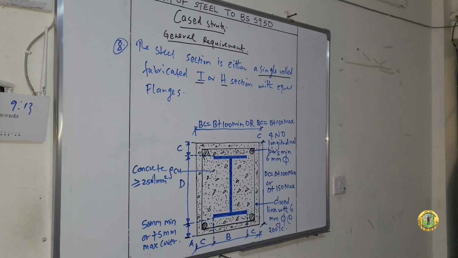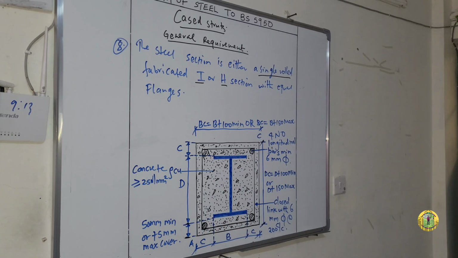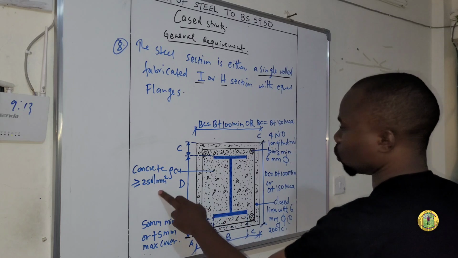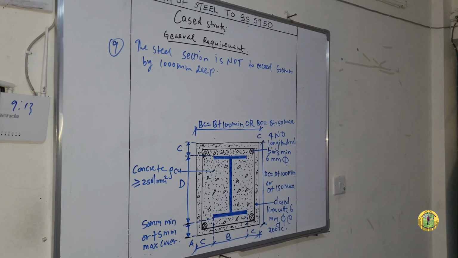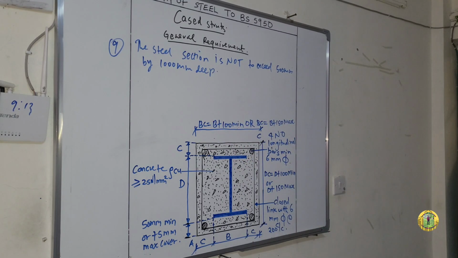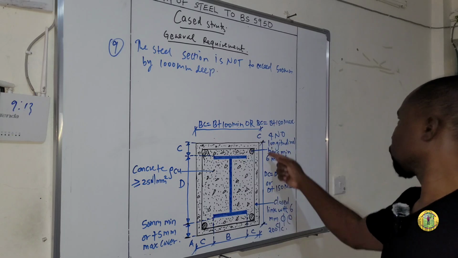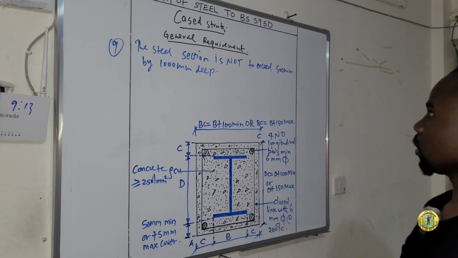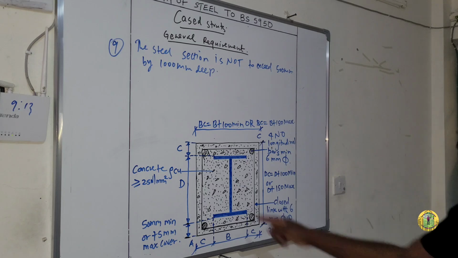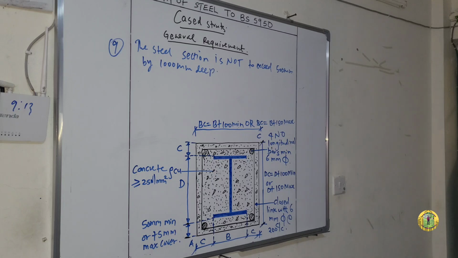So, and also this is the concrete. Inside we have a concrete of strength not less than 25 Newton per millimeter square. The last requirement says that the steel section is not to exceed 500 millimeter by 1000 millimeter deep. So it clearly says that this distance should not exceed 1000 millimeter deep, and this one should not exceed 500 millimeter. So that is all about the requirements.